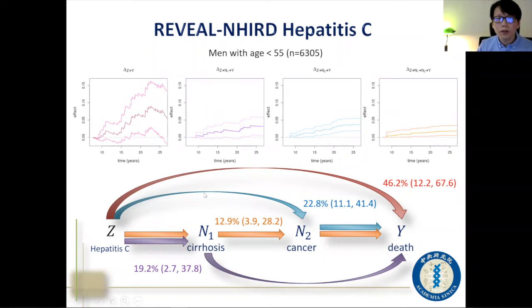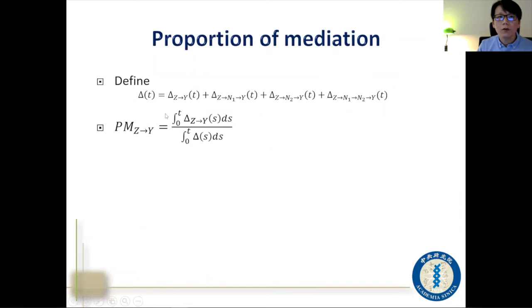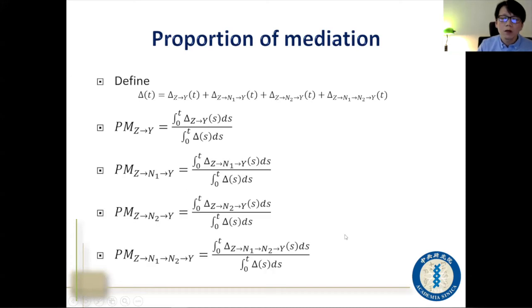The proportion is given by this formula. We define the total effect as the summation of the 4 path-specific effects. The proportion for Z to Y is this path-specific effect divided by the total effect, where we also take the integral from 0 to a certain time point t. And similarly for the other 3 path-specific effects.